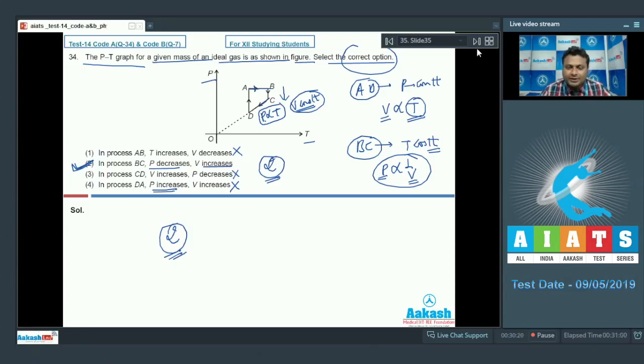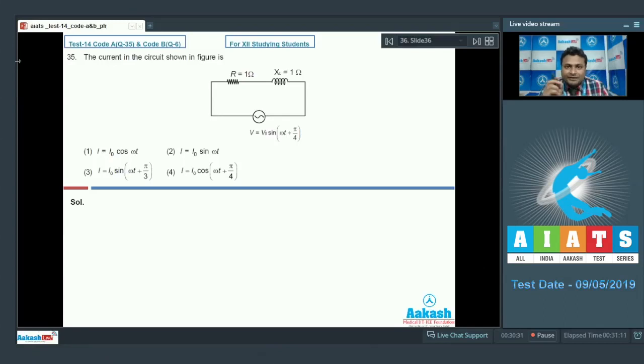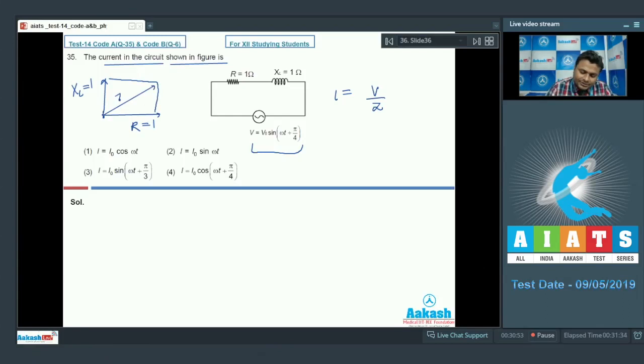Move on to the next, that is 35 number. So here is question number 35, everyone. The current in the circuit shown in the figure will be what? Now V is given, so I will be what? V by Z. Z we can calculate. This is R, this is XL. Both are equal to 1. So Z we can write as under root 2. Both are equal to 1, so this angle will be what? 45 degree. Or we can write pi by 4.